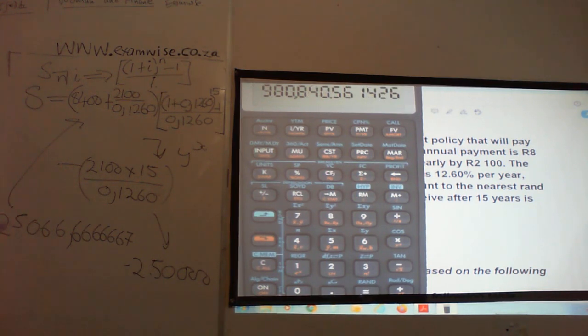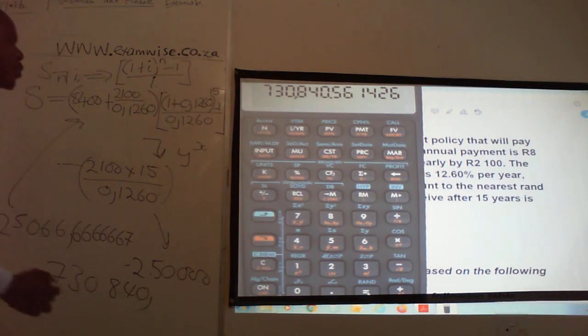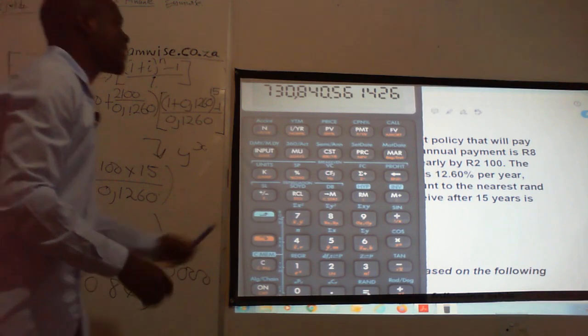So we are now subtracting this part, which is our 250,000. So we are now saying minus 250,000, then we said equals to. So it means after 15 years, the amount which Paulina will be having, it will be 730,840 to the, here they say to the nearest rand.